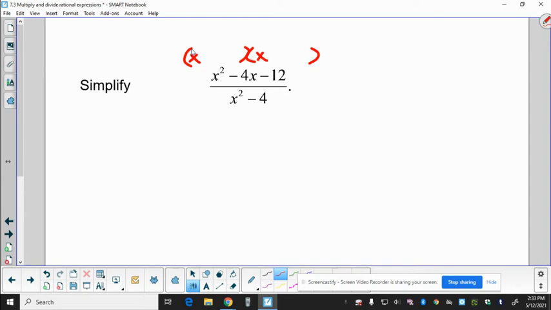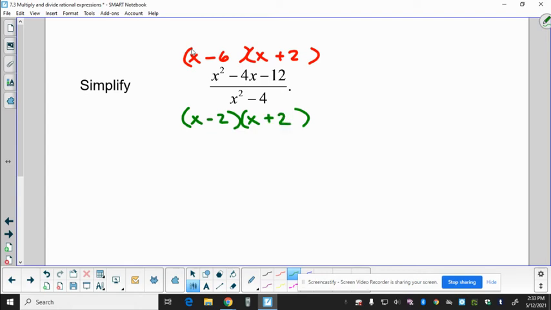Okay, let's think about this now. We got to factor that negative 12. Let's see, what would work? How about negative 6 times positive 2? That would work, right? And that would add up to negative 4. How about down below? What would you do there? Well, I'm thinking down below, that's the difference of two perfect squares. You get our square root of 4.